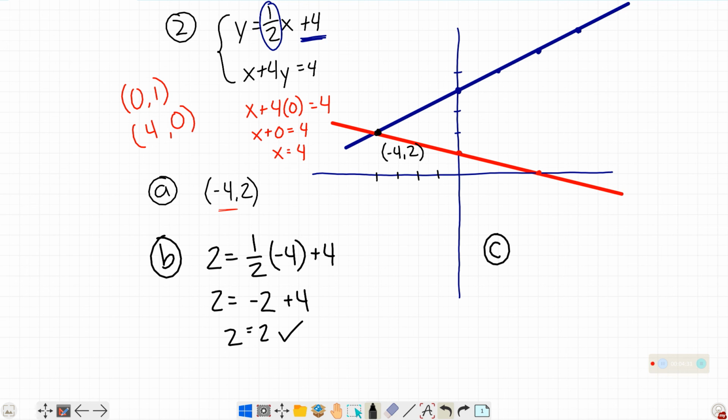In part C, we're going to verify that that point also works in the second equation. We start with x, and the x value is negative 4. Then we add 4y, but y is that 2, and it's supposed to equal 4. Well, we have negative 4, and 4 times 2 is 8, and negative 4 plus 8 makes 4, and 4 equals 4. So that point, (-4, 2), also works in the second equation.